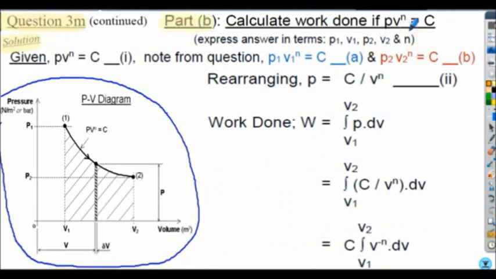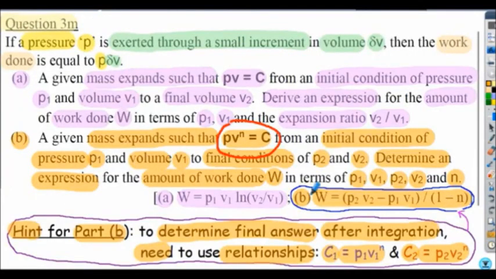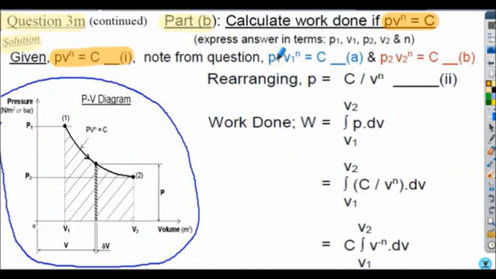That's the solution for part B. Again, we've got to calculate the work done, but given the relationship pv to the power n is equal to c. So that's my equation 1 in this case. And because the final answer is given in terms of p1, v1, p2, v2 and n, shown here on our slide for part B, I will need to make use of this relationship p1 v1 to the power n is equal to c for that equation A, and p2 v2 to the power n is equal to c for that equation B. The actual process in the solution is very similar to that of part A.